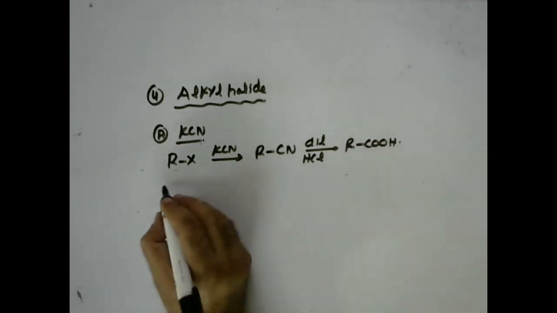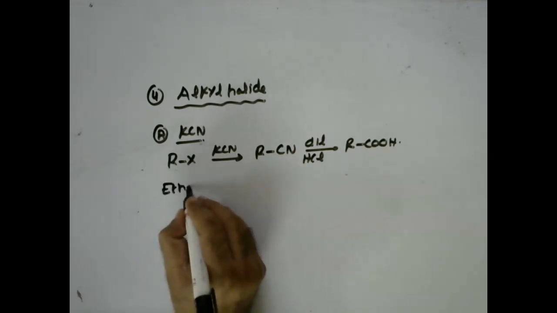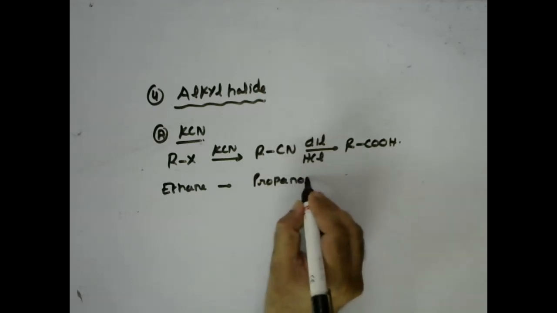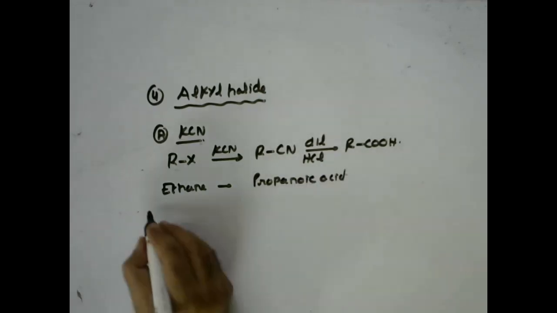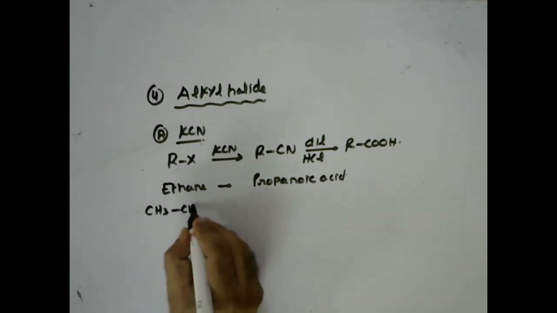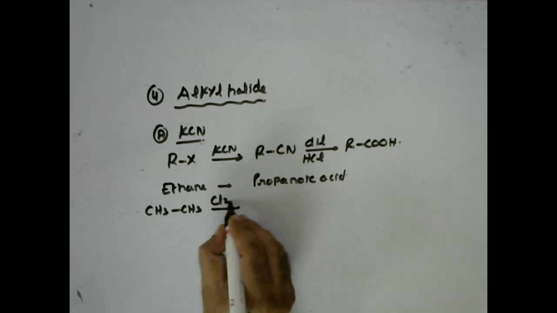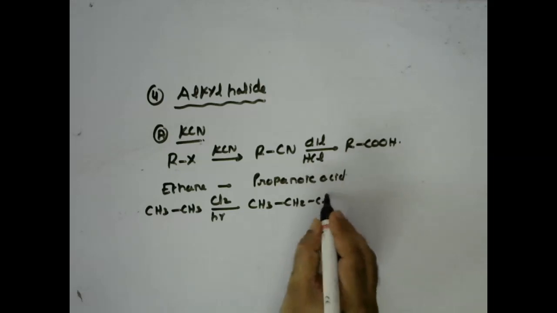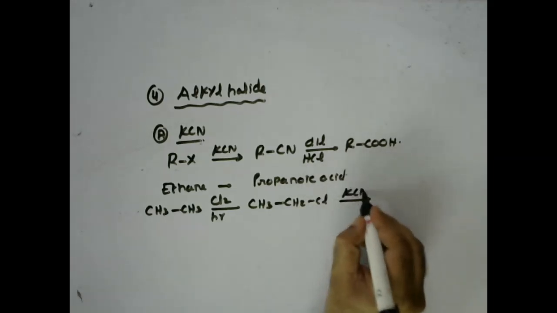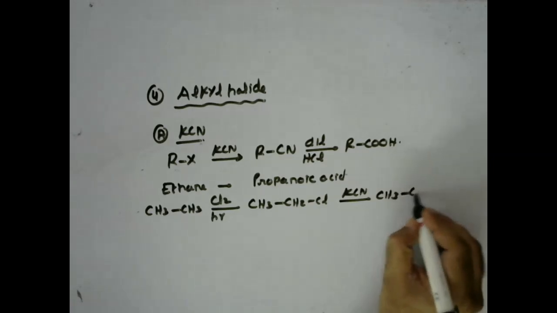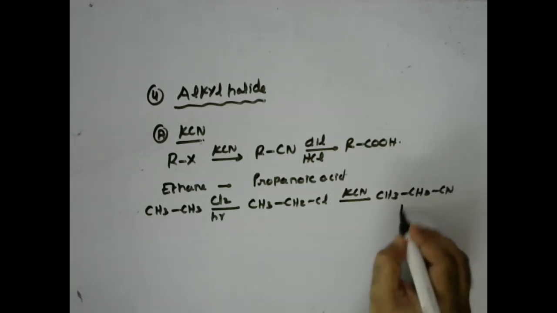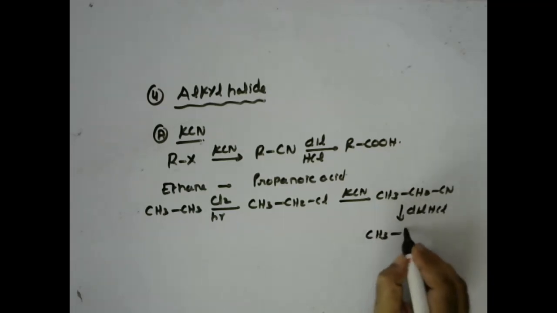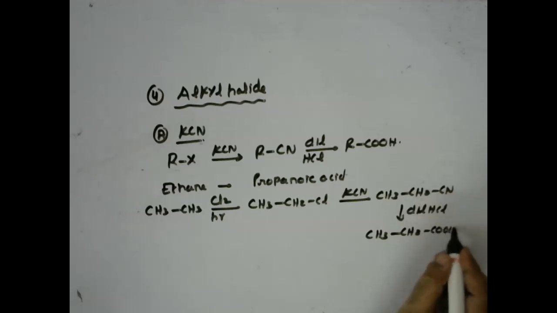It's a step-up reaction. Suppose you have to convert ethane into propanoic acid. So what you do? You take ethane, put a halogen, and do its chlorination in the presence of sunlight. H is replaced by Cl. Put KCN, Cl replaced by CN. And when you put dilute HCl, the CN group will undergo hydrolysis and you're going to get the formation of propanoic acid with one more carbon.